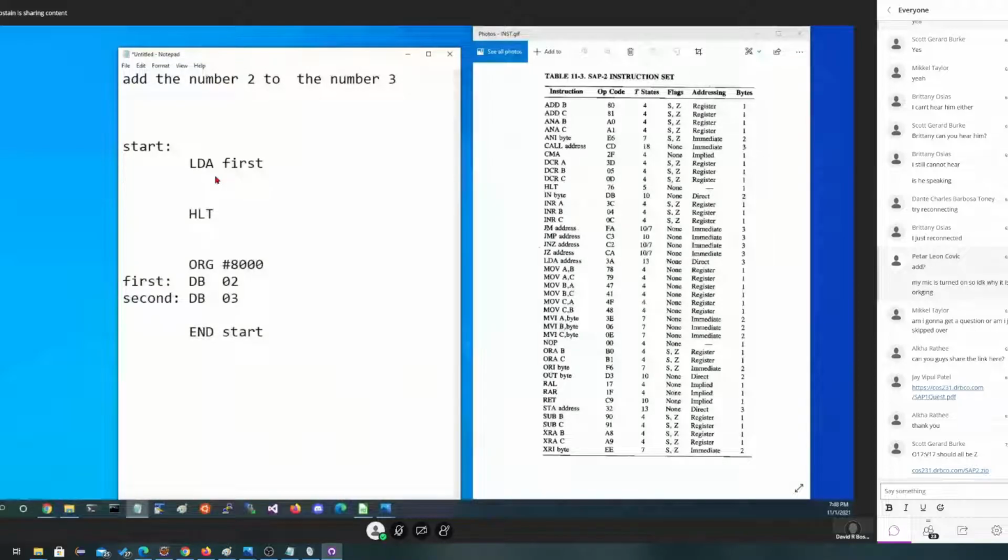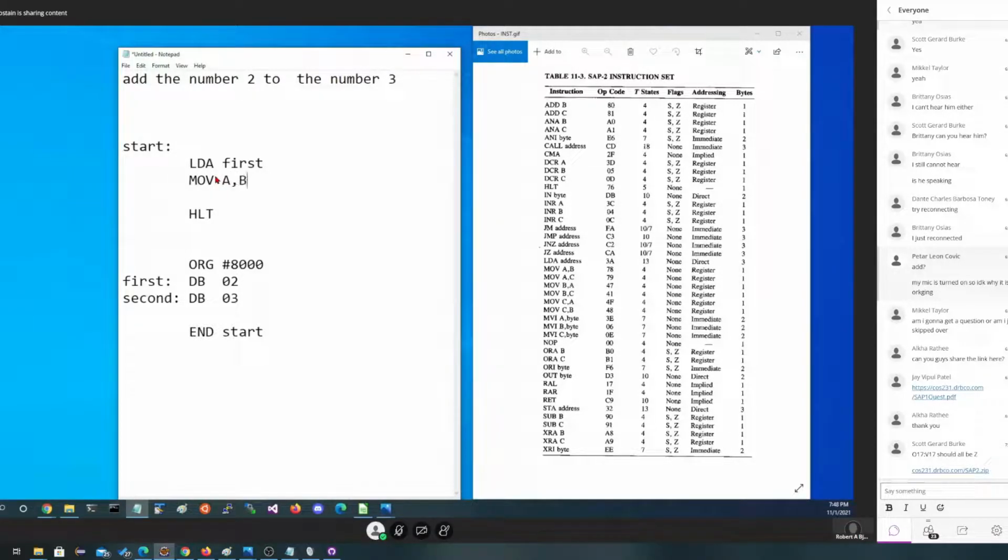Now, my second strategy is I need to get a number out of memory also into a register. But if I load it into the accumulator, it'll wipe out first. So what could I do? Robert? You're going to move A to B. Do I have an instruction that'll do that? Yeah, move A, B.